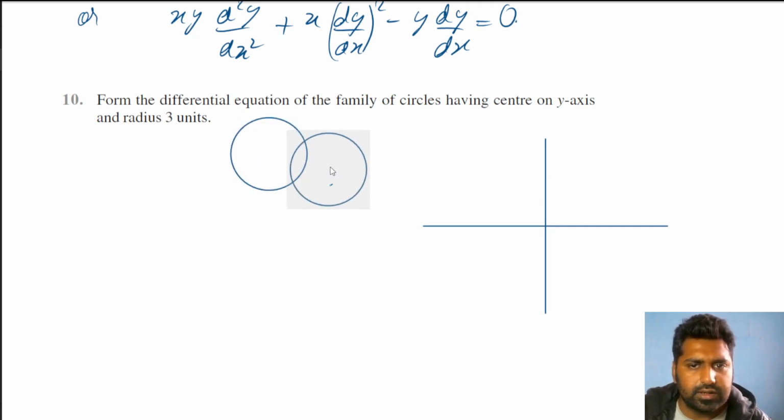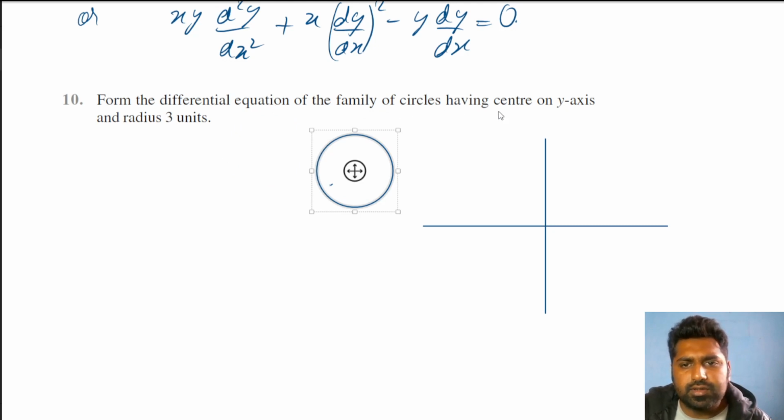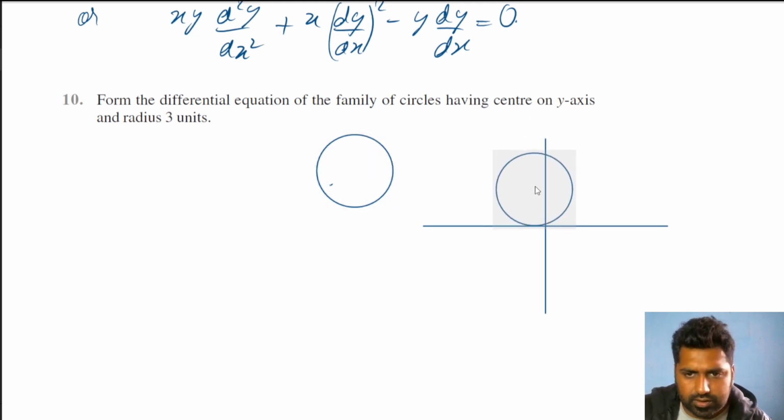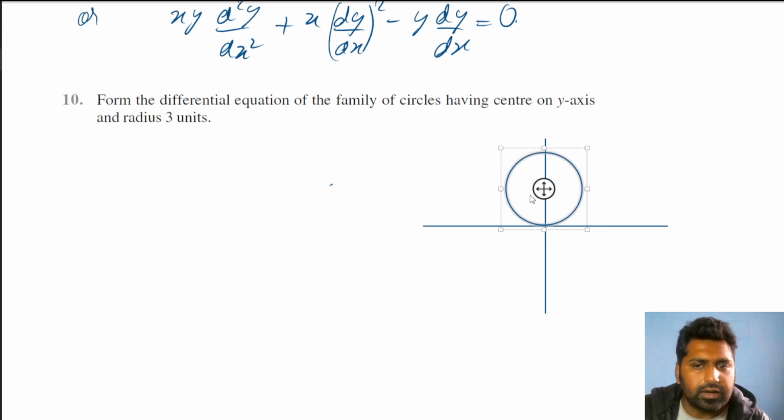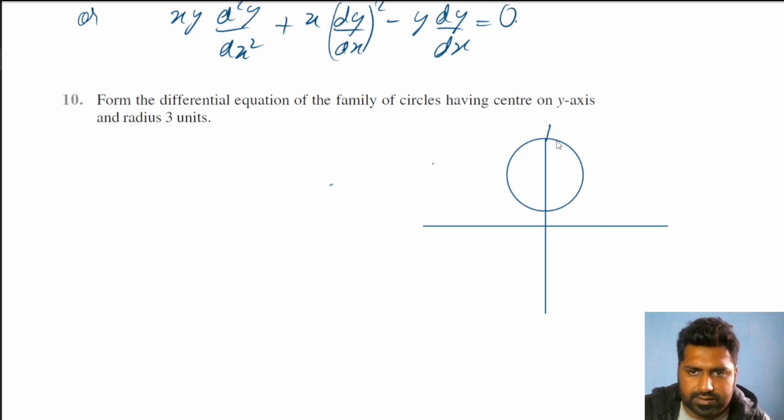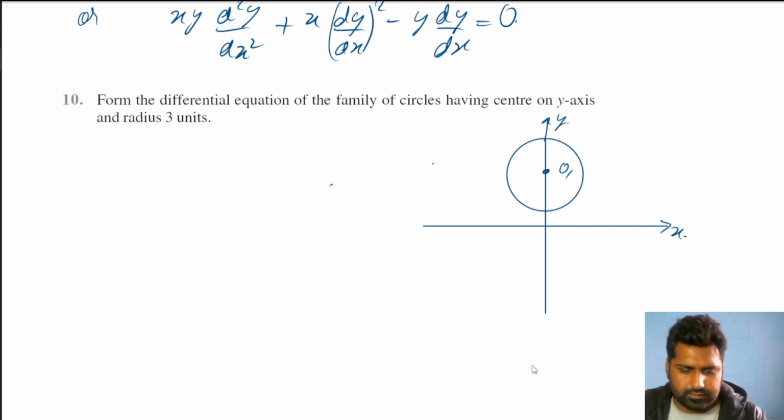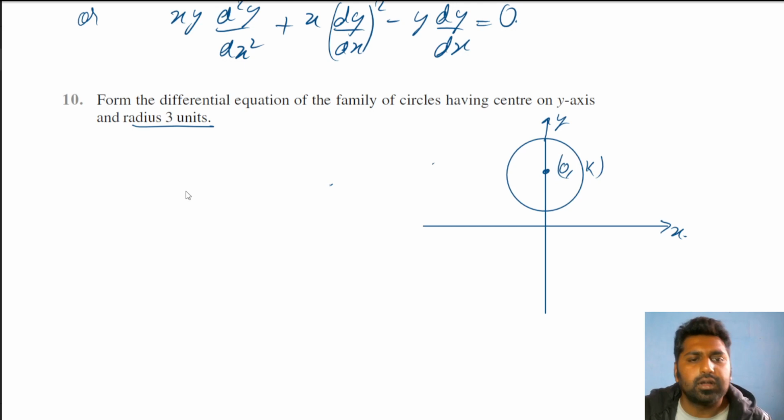First of all, let's create the differential equation of the family of circles with center on the y-axis. The center should be on the y-axis, and the radius is 3, so it can be anywhere. It's not necessarily touching the x-axis. So the center is 0 comma k, and the radius is given as 3.